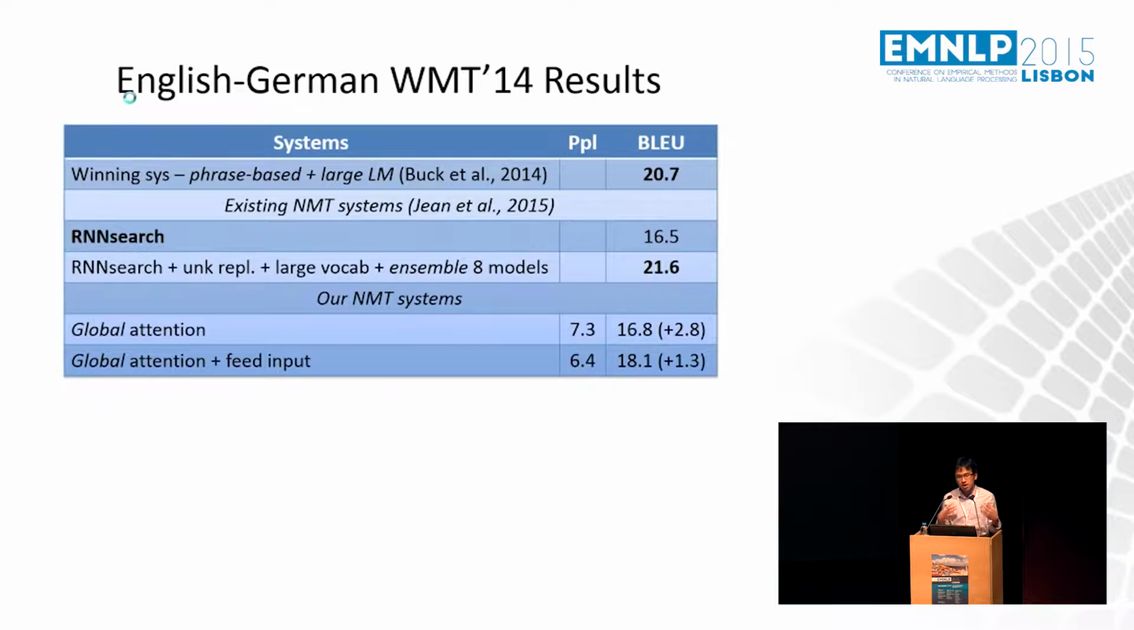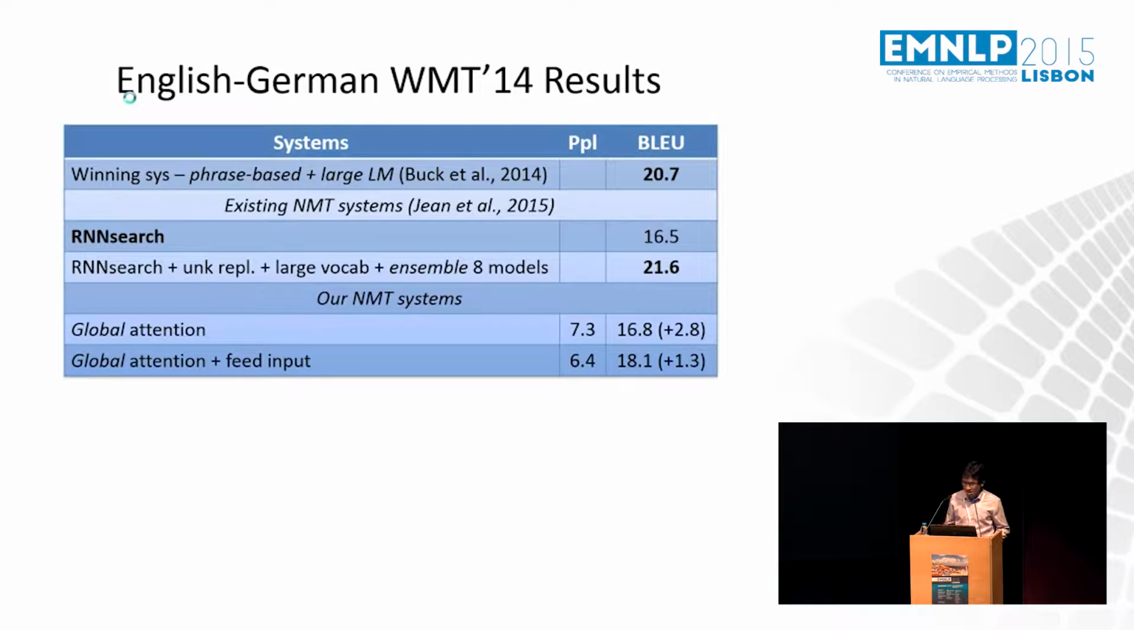So if we put other neural machine translation work in context, for example, the Jean et al. work, there's an RNN search model there, which is very similar to our attention model. RNN search is the system that has attention. So you can see that our model is on par with the RNN search model. And when we add the feeding input approach, we actually get better performance. So the current state of the art has many different features, like it has unknown word replacement, it has a large vocabulary of 500,000 words, and it has an ensemble of 8 different models.